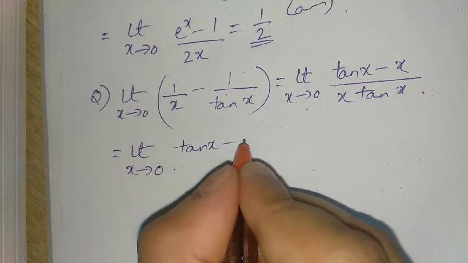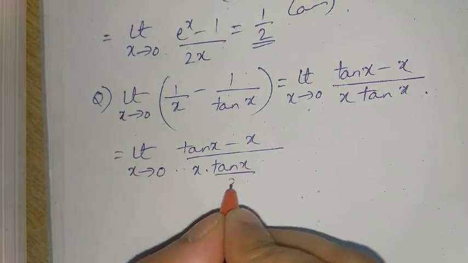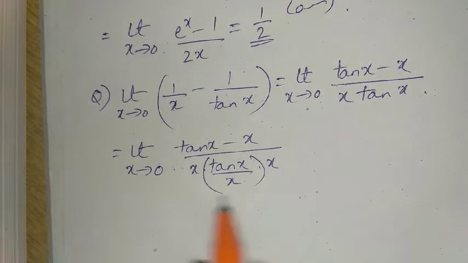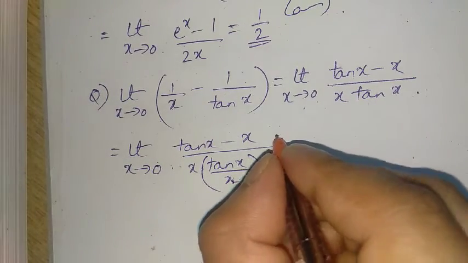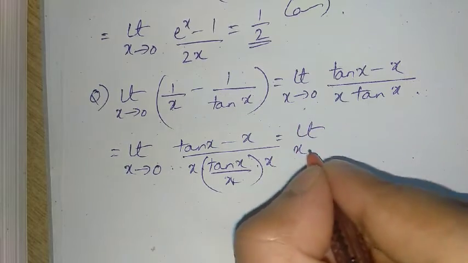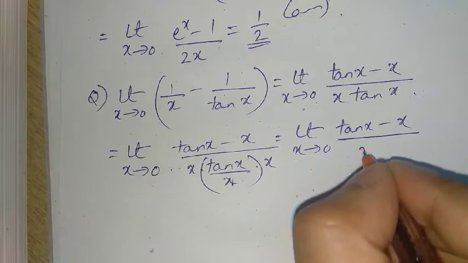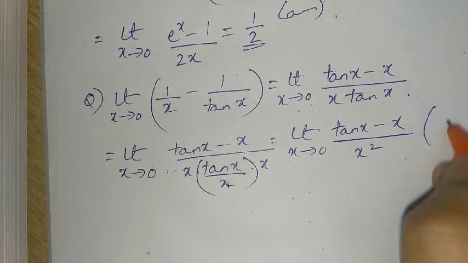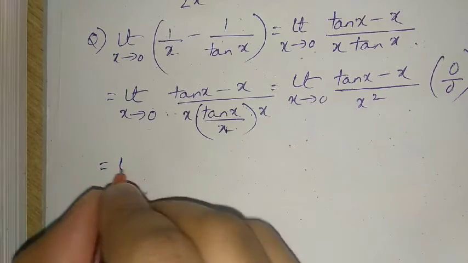Tan x minus x by x into tan x by x into x. Now as you can see, limit x tends to 0, tan x by x is equal to 1. So what we have is limit x tends to 0, tan x minus x by x square. Okay, so this is nothing but 0 by 0 form, so we will apply L'Hospital's rule.